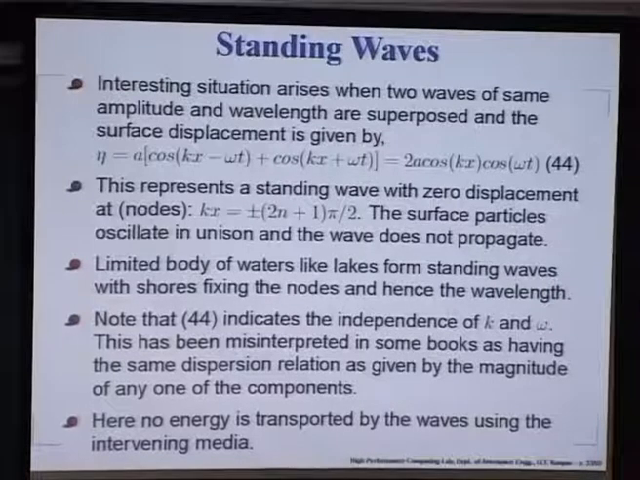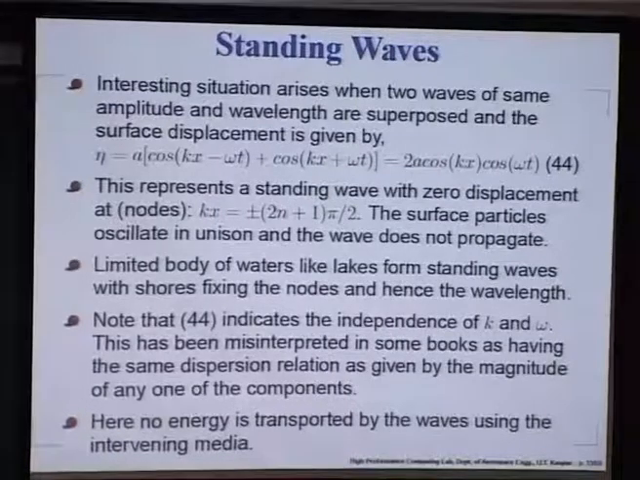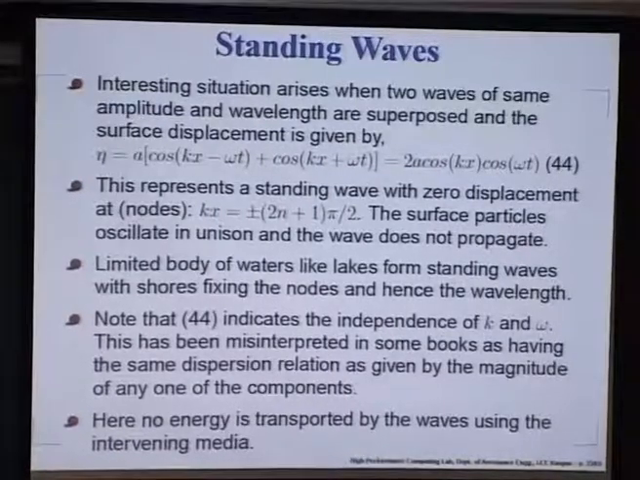That is the longest lambda by 2 that you can get between the two shores, right. You will get half the wave, right. That is what you can get.